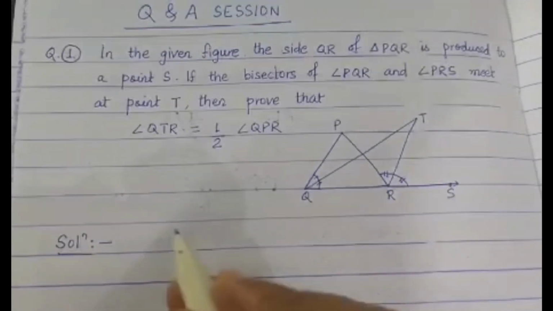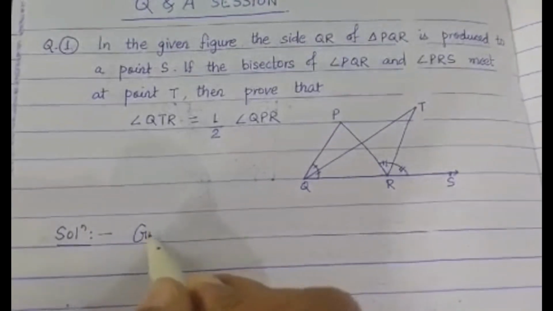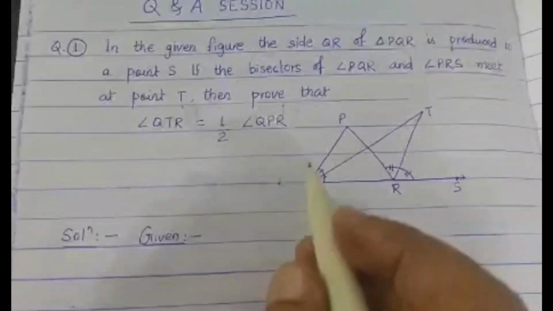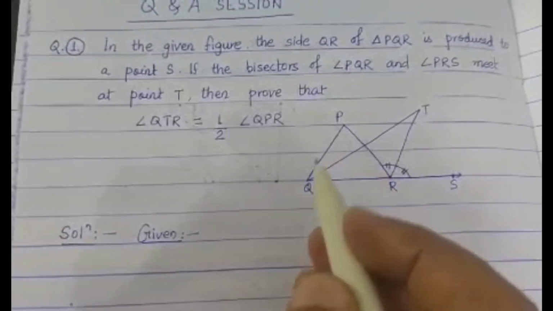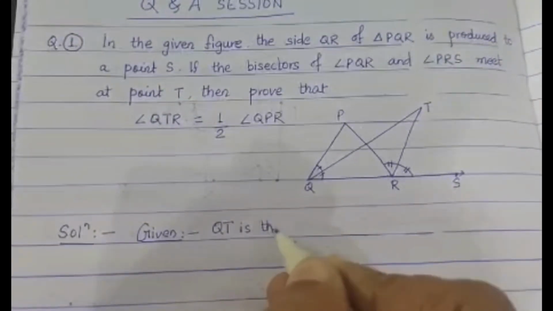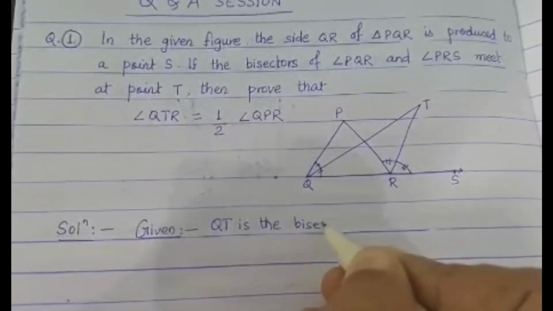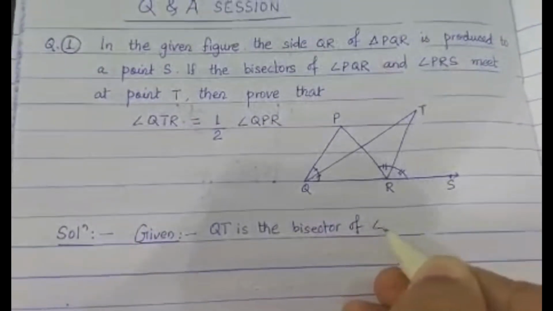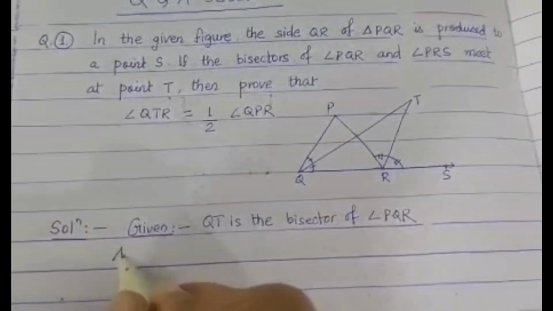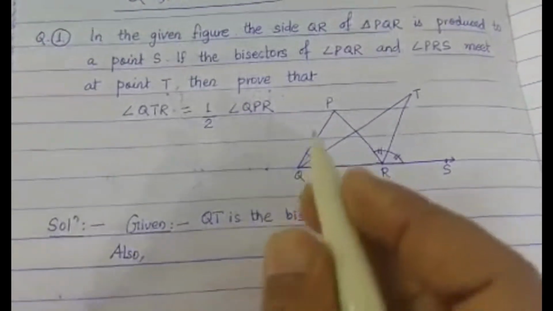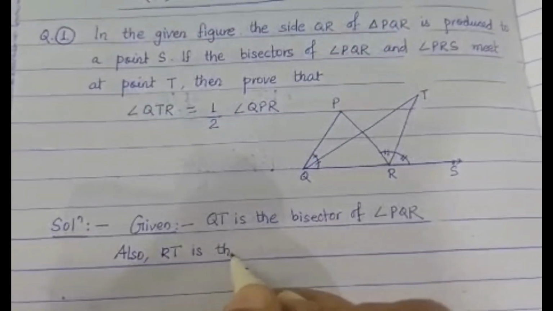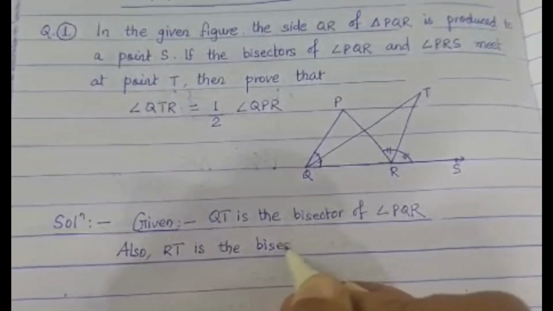So first of all, what are the given things we will write? Given: QT is the bisector of angle PQR. Also, RT is the bisector of angle PRS.